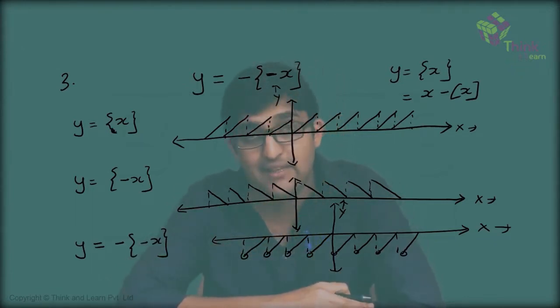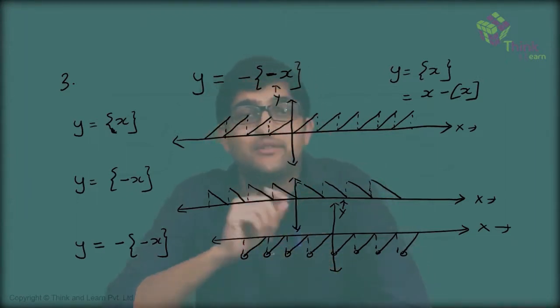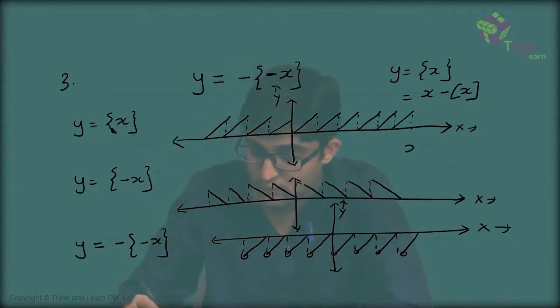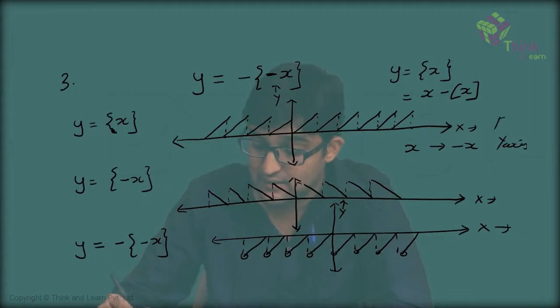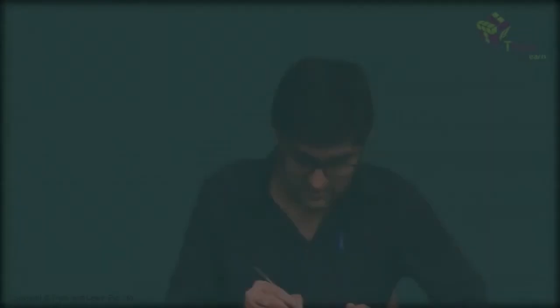So as you can see, what I did was very simple, two transformations. I knew if I change x to minus x, you're basically flipping it about the y-axis, and if I change y to minus y, you're flipping it about the x-axis.